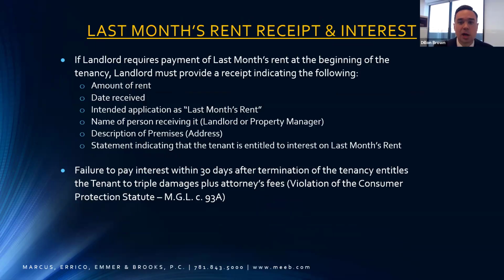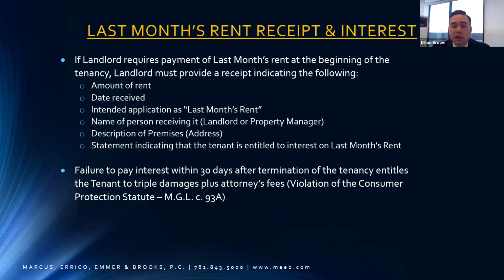So you either note that on the check or you note that on the ledger. The name of the person receiving it, it's going to be your landlord or the property manager or whoever accepted it on the landlord's behalf. You've got to have a description of the premises, which is essentially just the address, and then a statement on there that's required by law, which says that the landlord is accepting this for last month's rent and that the tenant is entitled to interest that's paid on that last month's rent.